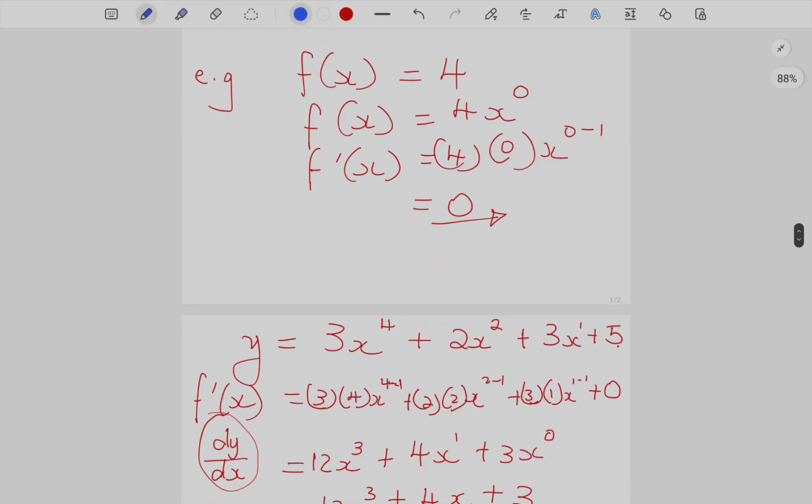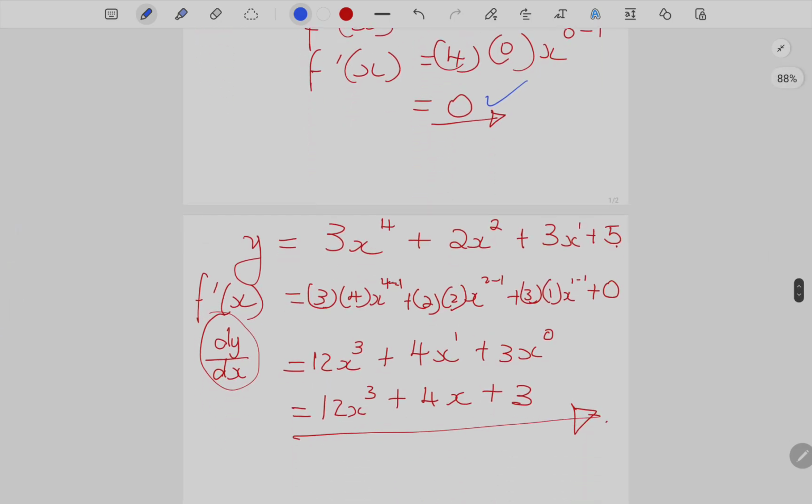Given f of x is equal to 4, so f of x is equal to 4 can be rewritten as f of x is equal to 4x to the power of 0. The derivative is going to be f prime of x is equal to 4 times 0 x to the power 0 minus 1. 4 times 0 times x to the power 0 minus 1. Once you multiply a number by 0, the answer is 0. So this is the final answer.